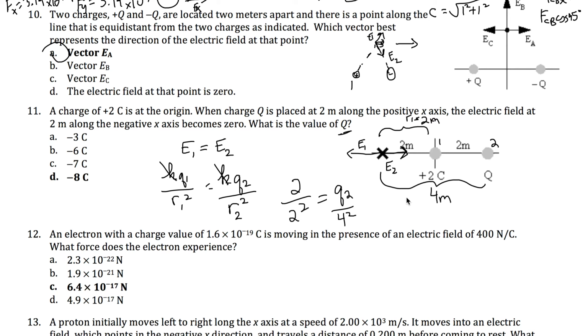So we have 2 over 4 equals Q2 over 16. So you can cross multiply. 4 times Q2 equals 2 times 16. Sorry, this was not a square, this was a Q2 here. So 4 times what equals 32? 4 times 8. So Q2 must be equal to negative 8.